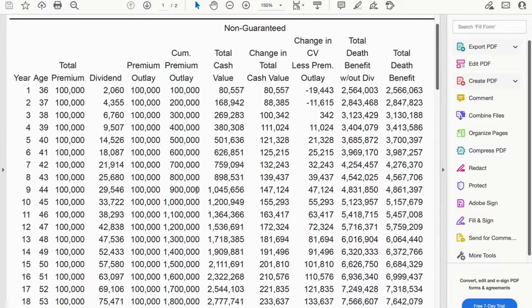And so you'll see that in this design, our break-even point, when we have more cash value than we put into it, is at year 5. We have put in $500,000. Our break-even, we have $501,000. So we have a lot more liquidity, a lot more cash value. We have a lot lower death benefit.